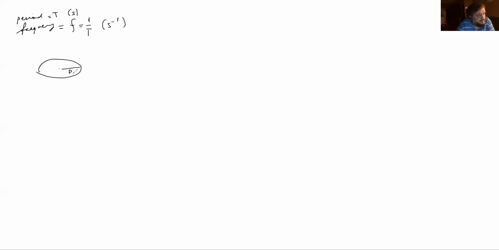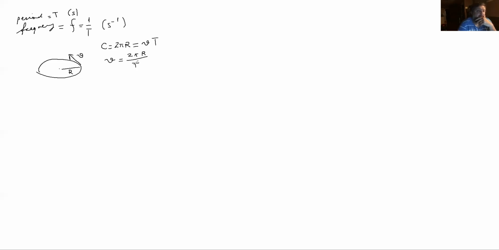The circle has a radius r. This is the velocity around the circle. The circumference is 2 pi r. This much distance is covered in T seconds with this linear velocity. So v is 2 pi r over T.